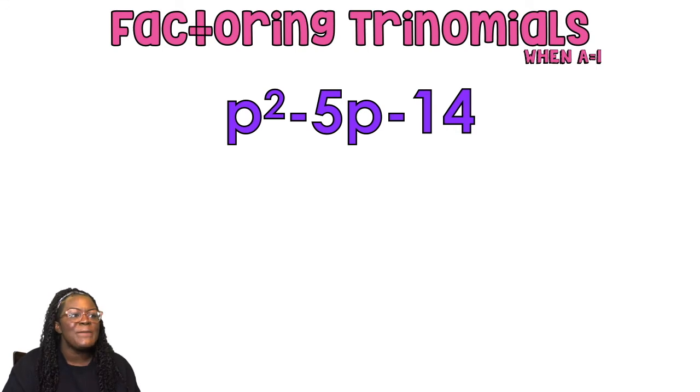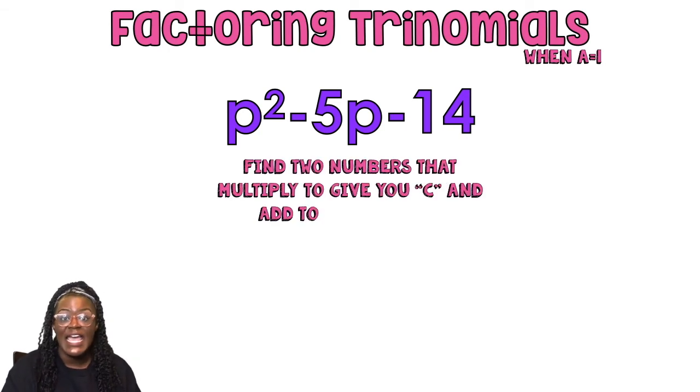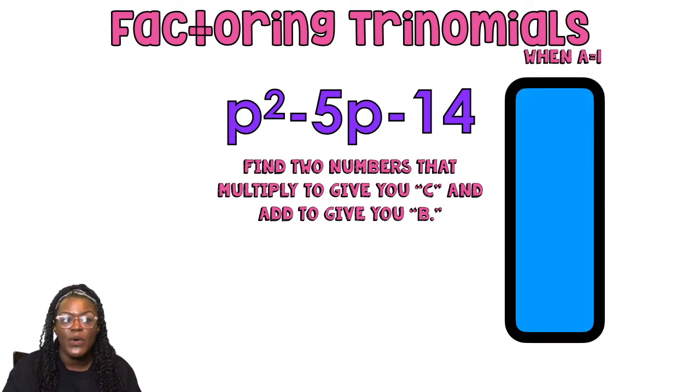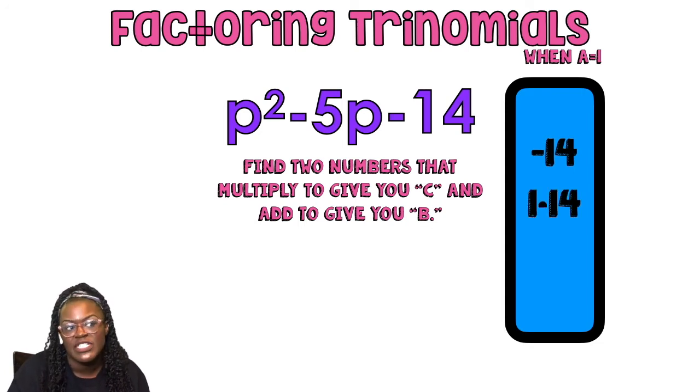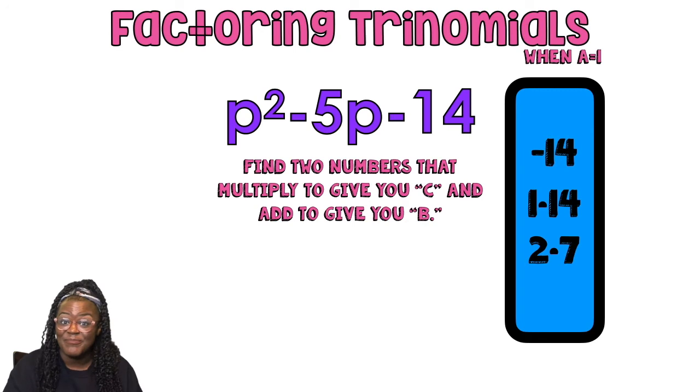So, P squared minus 5P minus 14. Find two numbers that multiply to give you C and add to give you B. So C is negative 14. So I'm going to list all the factors of negative 14. 1 times 14, 2 times 7. That's it. 3 doesn't go into 14. 4 doesn't go into 14. 5 doesn't go into 14. 6 doesn't go into 14. 7 is already on the screen. That's how I know I've made my list.